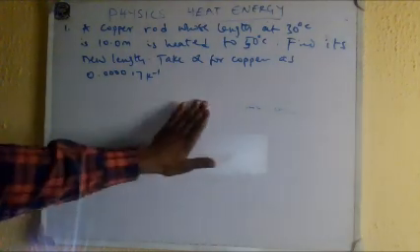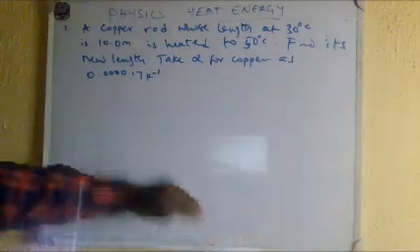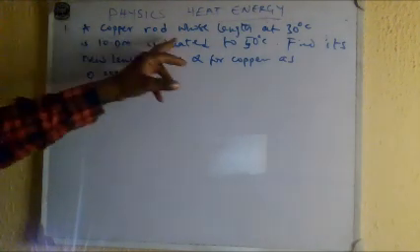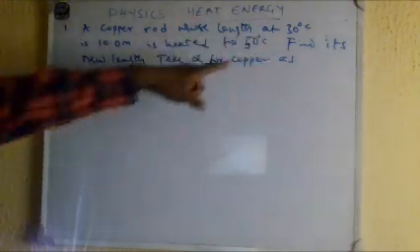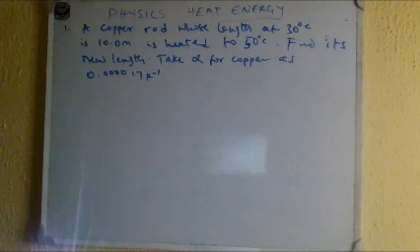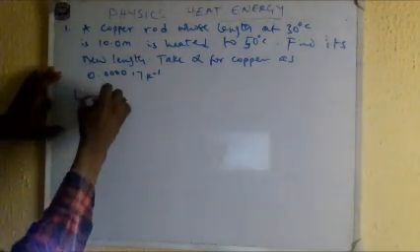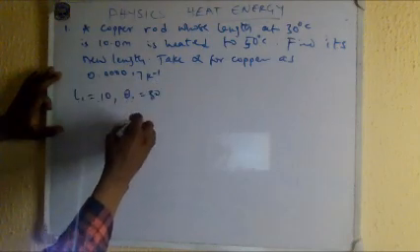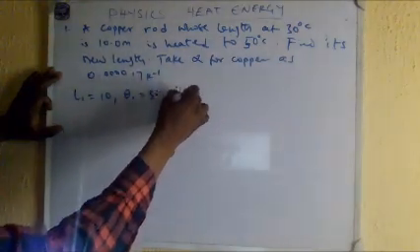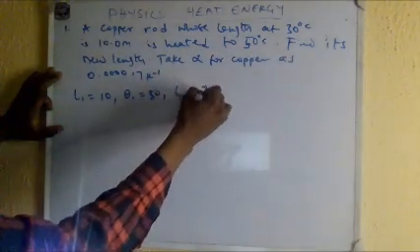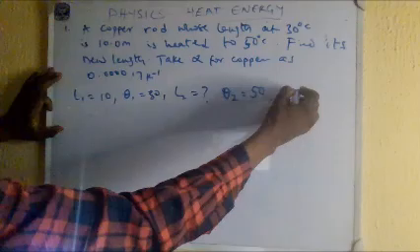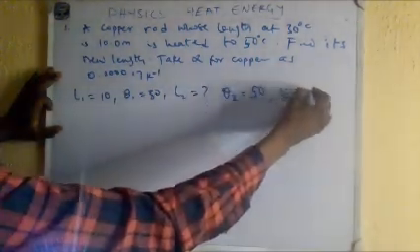Okay, so this is actually the question. From this question, we can deduce the parameters. You say a copper rod whose length at this, so this is the initial temperature. So what's the length at the initial temperature? L1 is equals to 10. Theta 1 is equals to 30. Find a new length. We're looking for L2, and L2 is not given. Then theta 2 is what? 50. Expansivity is given as 0.000017 per Kelvin.